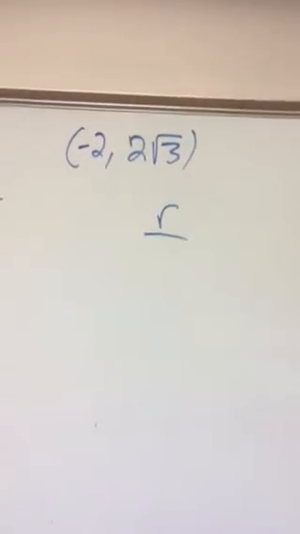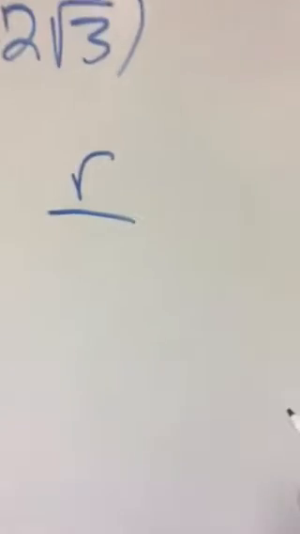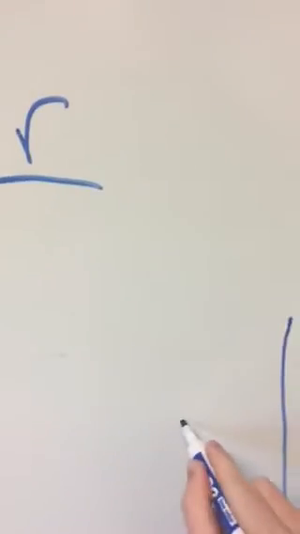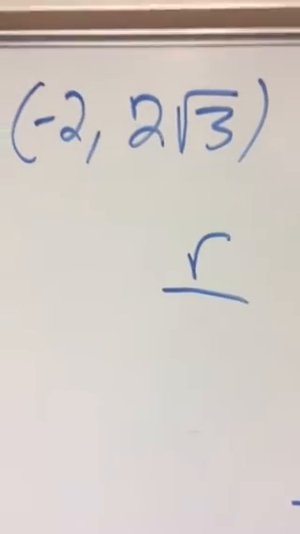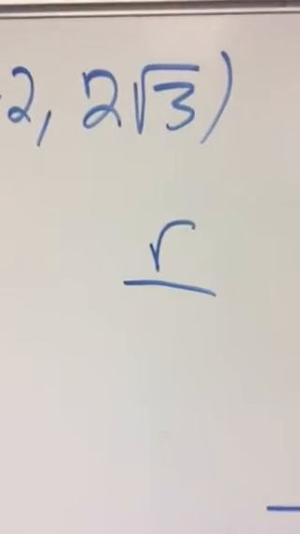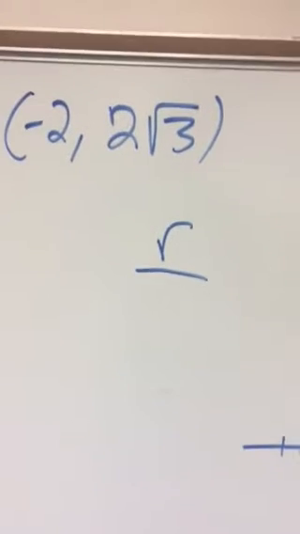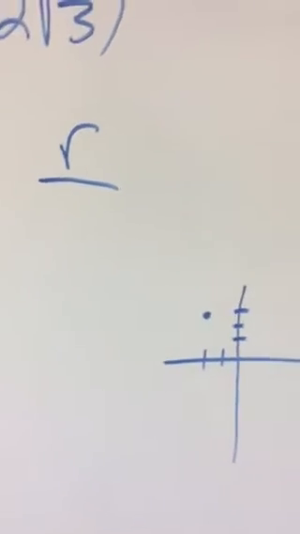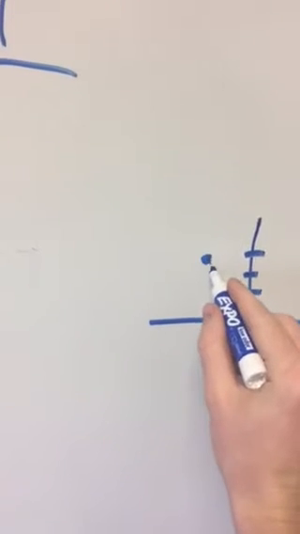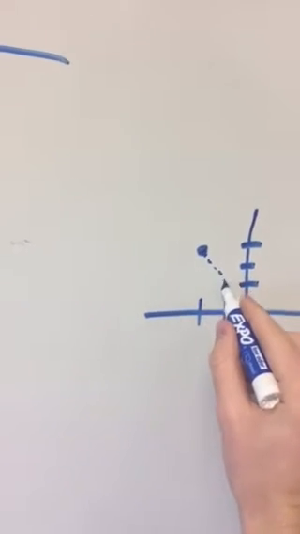Okay, so for r, we're going to use the Pythagorean theorem because if we graph this, we know that our x value is -2, so we're going to go over -2. And then our y value is 2√3, so we're going to go up 2√3, which I'm not sure what that is. It's like 3.4 or something. So we're just going to go up a little bit more than 3, up to here. Okay.